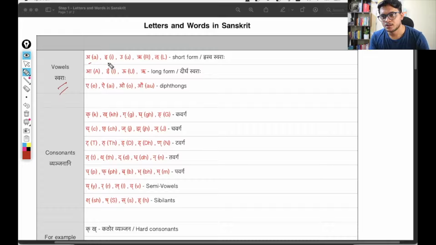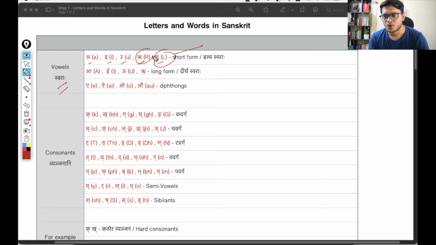A. Then you have I, U, Ri, Lri. Now this particular vowel might be new to a lot of you. And frankly speaking, this vowel is very rarely used in practical Sanskrit text. It is used, but very rarely.